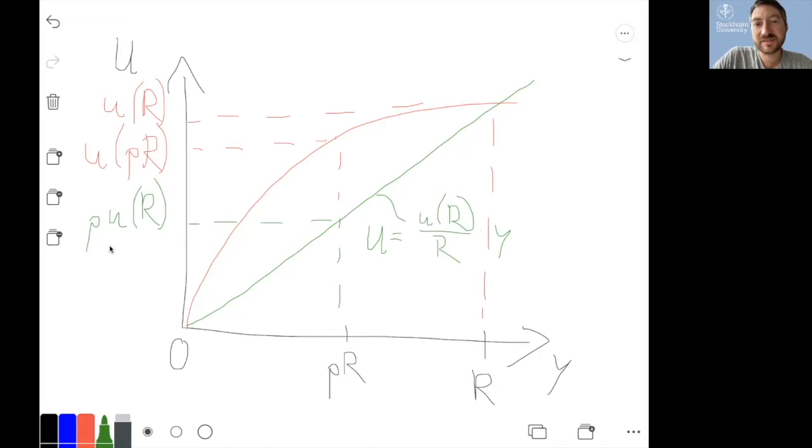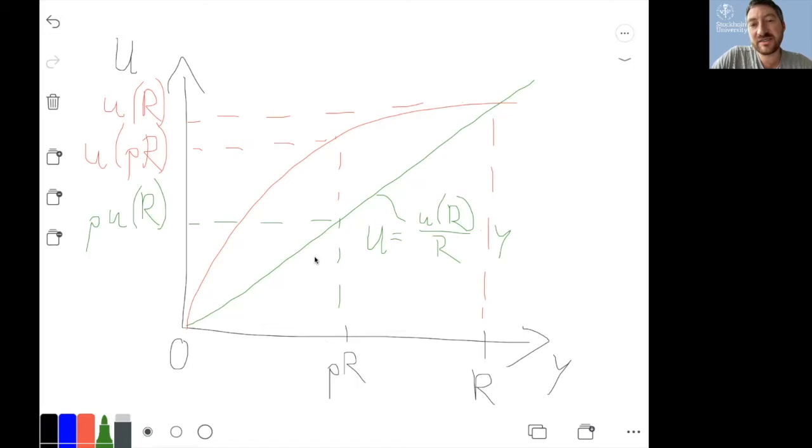So what that means is that the expected utility with insurance is up here. The expected utility without insurance is down here. It's below the expected utility with insurance. And the reason for that is that this is a concave function that's always going to lie above this straight line. So that's the graphical intuition for why utility is higher with insurance than without insurance.